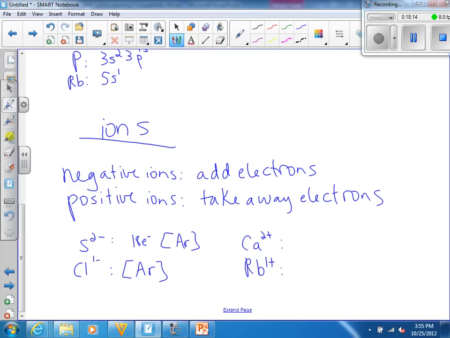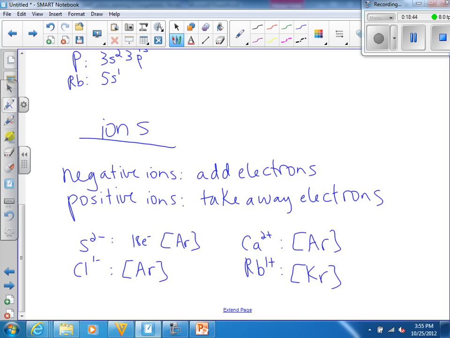Ca2 plus. Okay. Ca is number 20. We're going to take away 2 electrons. Becomes 18 electrons, and the shorthand configuration is argon. All right. Rubidium, 1 plus. Rubidium is in the 5th row, and it's number 37. We're taking away 1 electron to have 36 electrons. And the shorthand would be krypton.